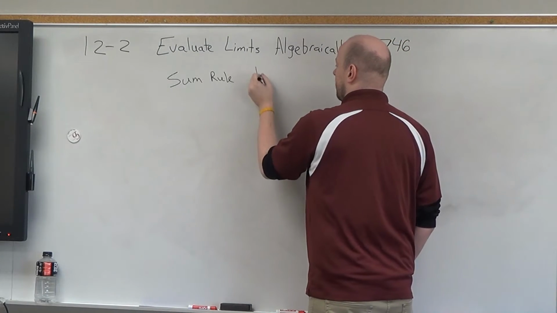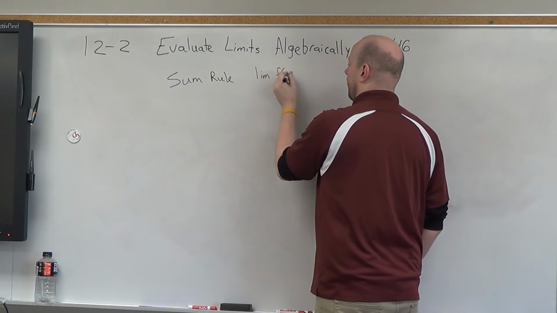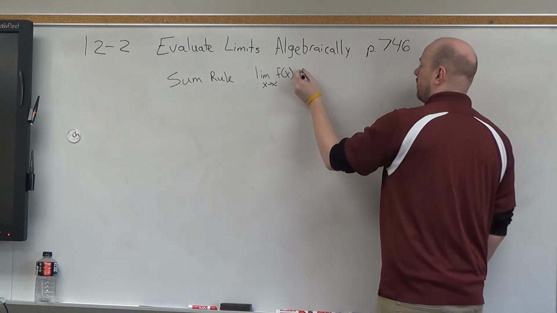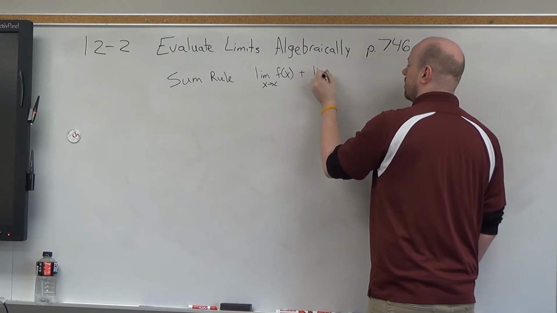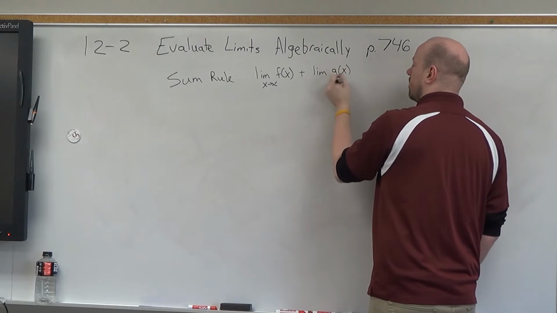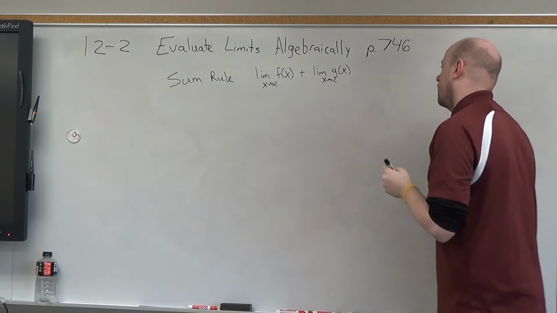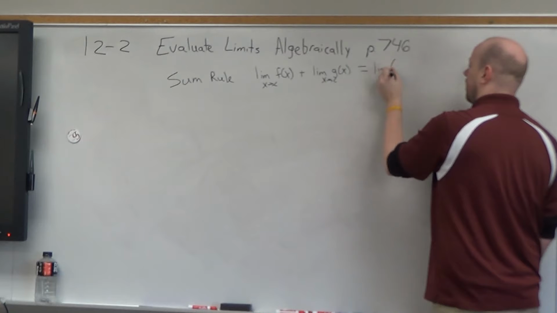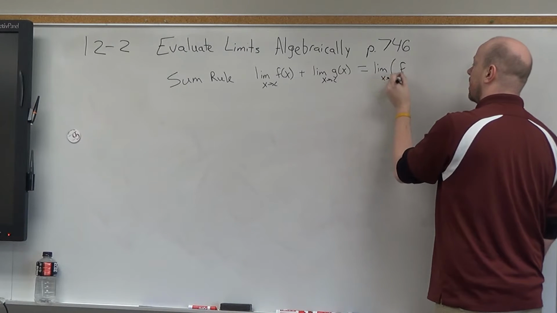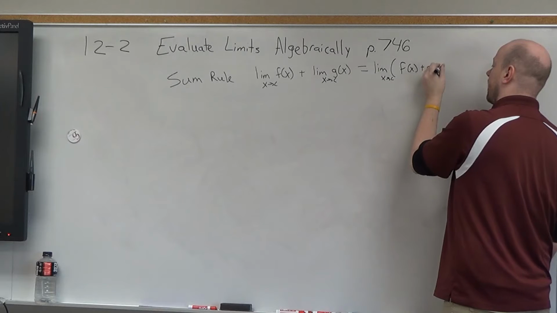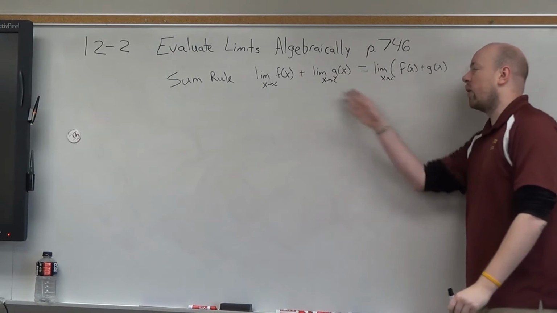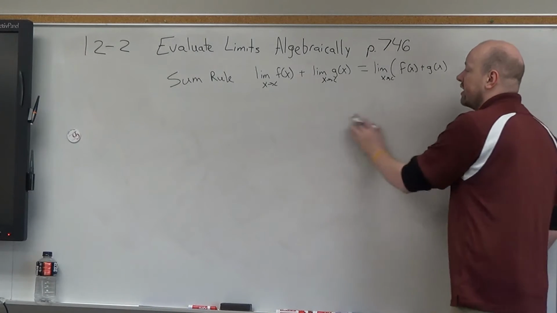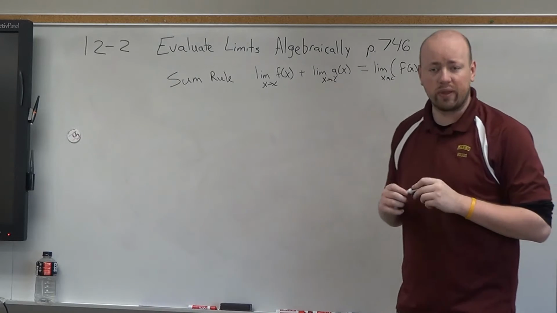So if I have the limit of f of x as x approaches c plus the limit of g of x as x approaches c, I really just have the limit, as x approaches c, of f of x plus g of x. Now there's an equal sign, meaning you can go either direction. What this means is if I have one limit and I have a big long expression, I can just break it apart into smaller pieces and work with it that way.